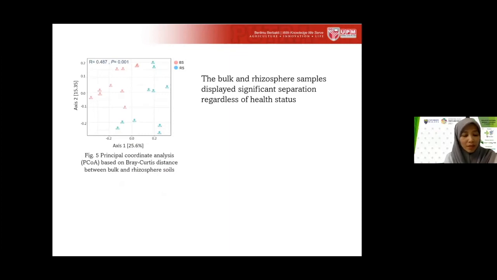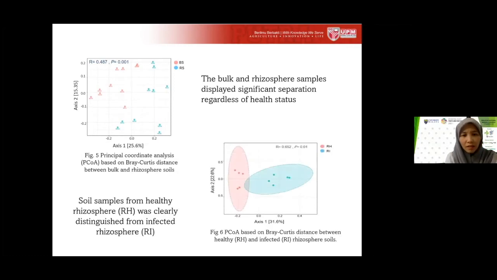And we also measure the changes in species diversity in all soil samples, also known as beta diversity, and we found that the bulk and rhizosphere samples displayed significant separation. Okay, the pink and blue points, regardless of the health status. And when we look at the soil samples in the rhizosphere, we found that the soil samples from healthy rhizosphere were clearly distinguished from the infected rhizosphere as shown here.